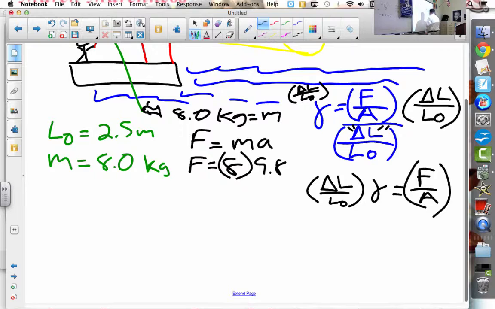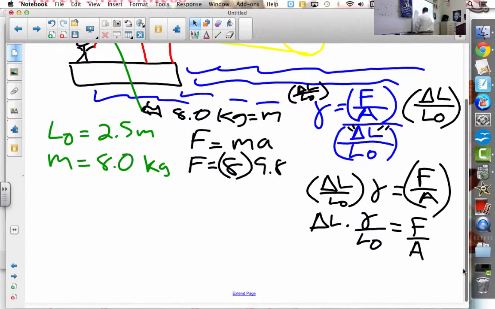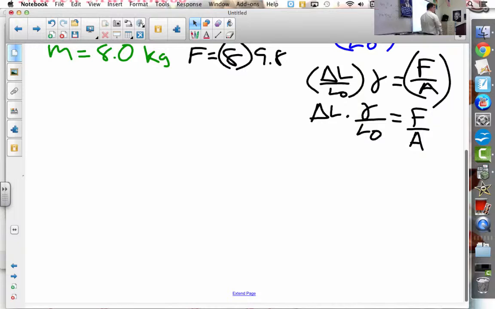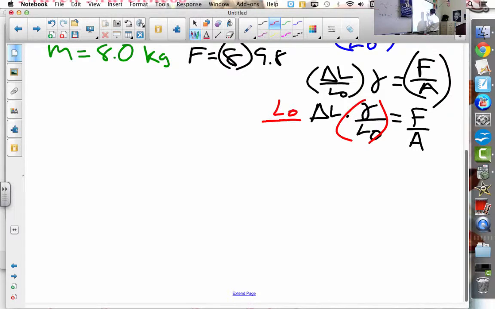Now I could rewrite this like delta L times gamma over L naught equals F over A. Right? I could write it that way, couldn't I? It's the same thing. That makes sense so far? So now what would I do? Well, if I want to get rid of this, I have to multiply by the reciprocal. So I would say L naught over gamma. Whatever I do on one side, I got to do on the other. L naught over gamma.